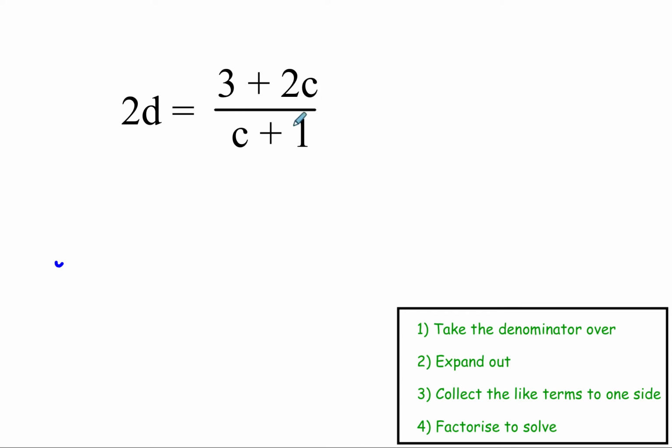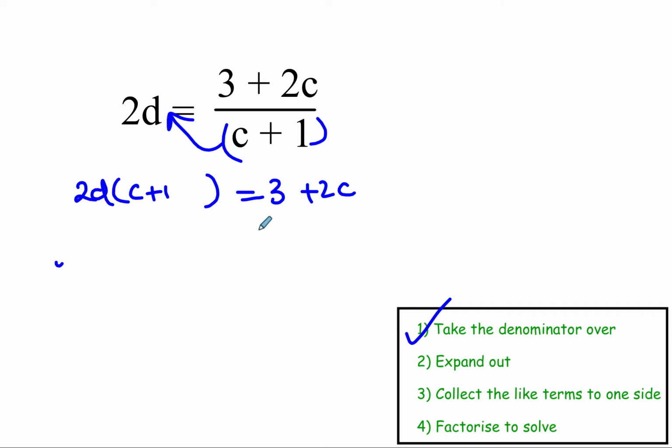Okay, so the third question is this. The first step is we're going to take out the denominator. So make sure you've got brackets around your c plus 1, and that equals to 3 plus 2c. Second step, you're going to multiply out. So you've got 2d times by c, which is 2dc, and then 2d times by 1, which is just a positive 2d, and that equals to 3 plus 2c.